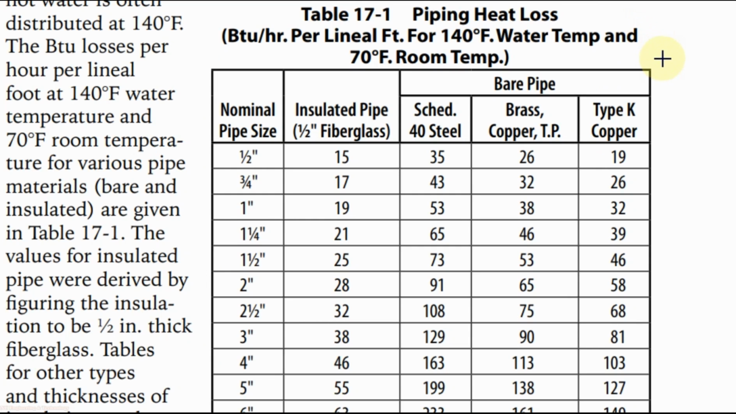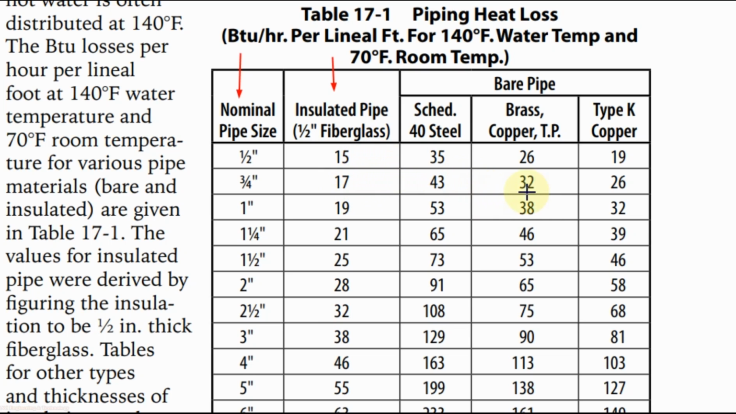To calculate the heat loss in each pipe segment, first we will select the heat loss rate for each pipe size from this table in BTU per hour per linear foot. The first column shows the pipe size and the second column shows the heat loss rate in BTU per hour per linear foot for insulated pipe. As we are using insulated pipe, we will select our heat loss rate value from here.